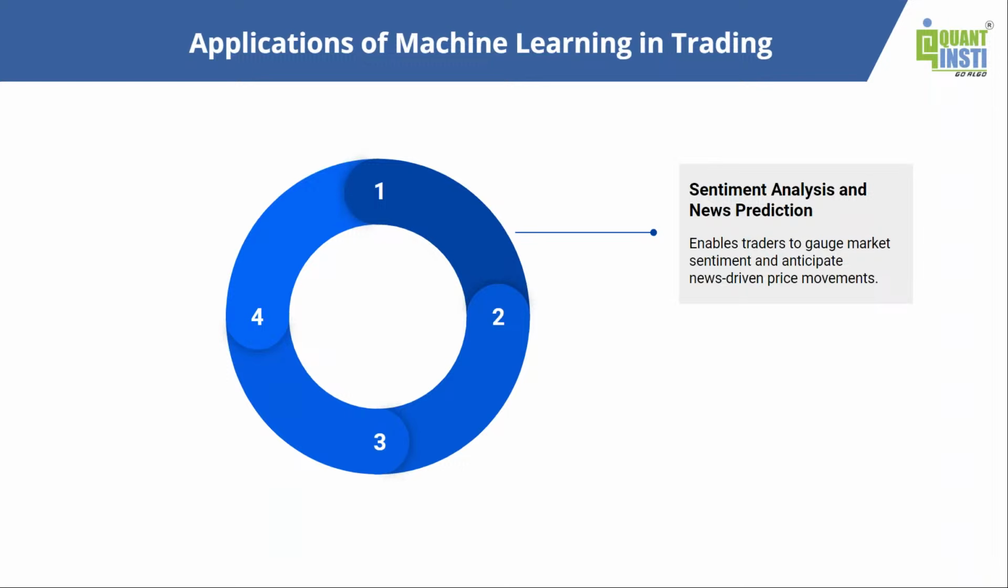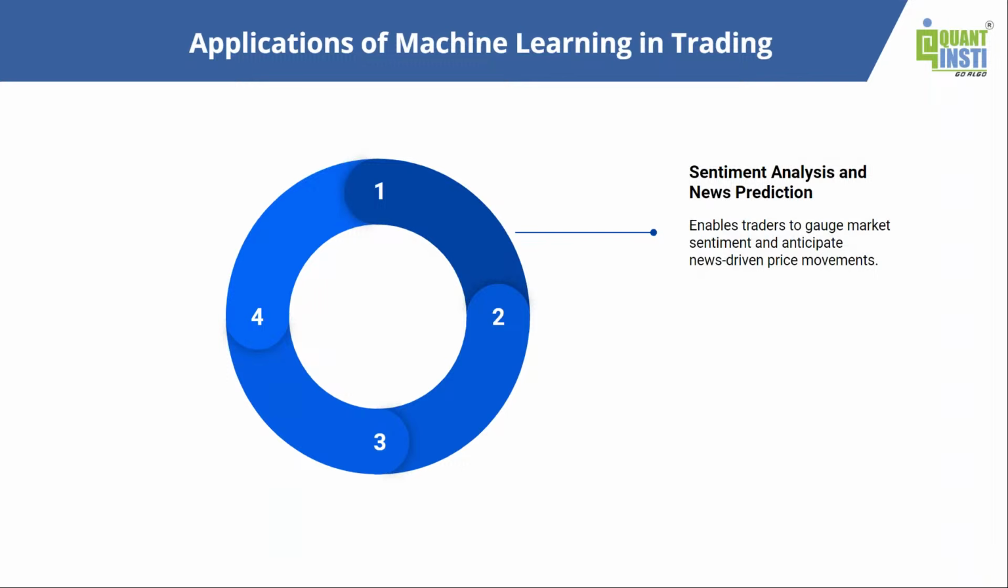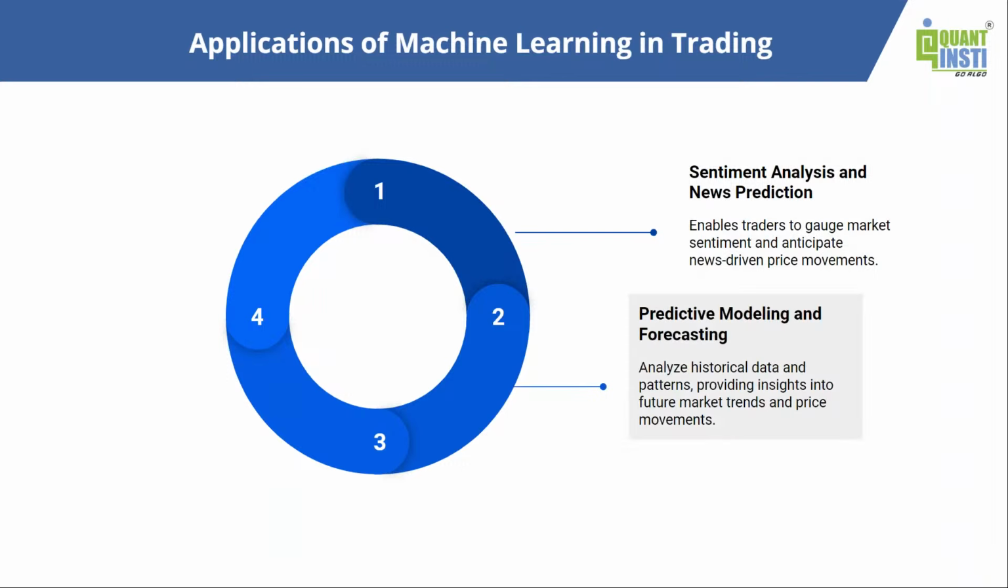Once the sentiment is calculated, you can use it to generate trading signals, I must say, generate actions like buy or sell. That's one of the major applications. And the second one is for predictive modeling and forecasting.